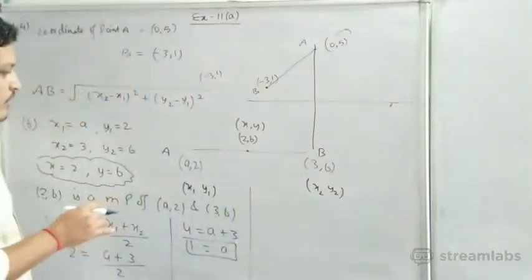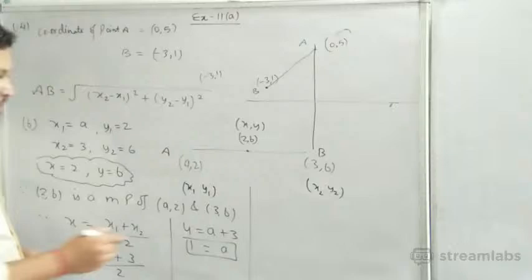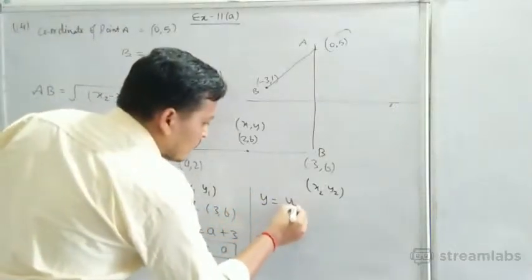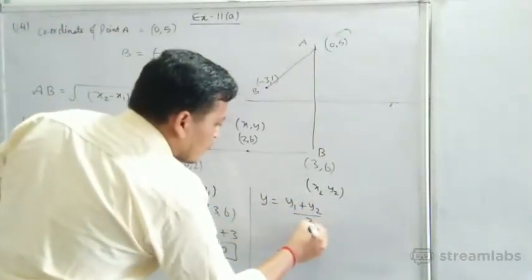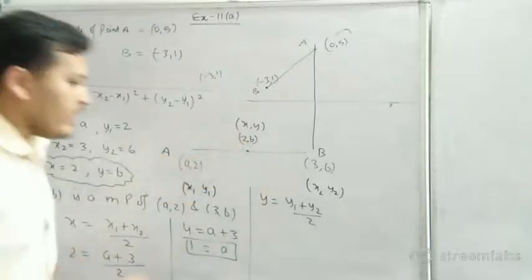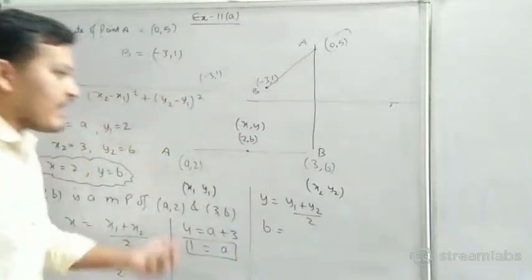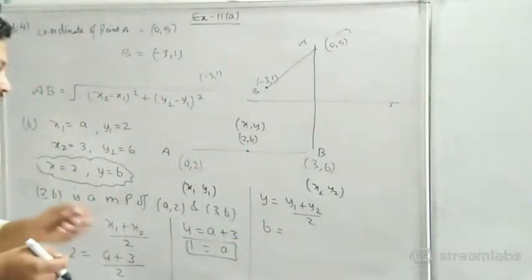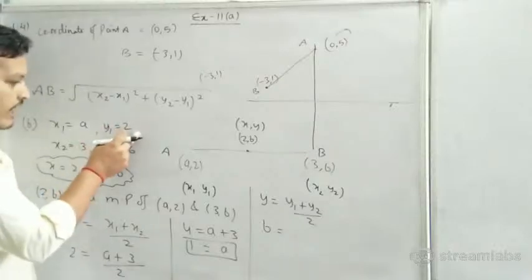Next part, let's move on to the second y, sir. Y is equal to y1 plus y2 upon 2. What is the y here? Y is b. By using this formula we can calculate and relate to each other, so we can calculate a and b.